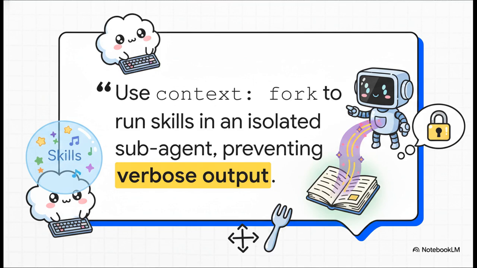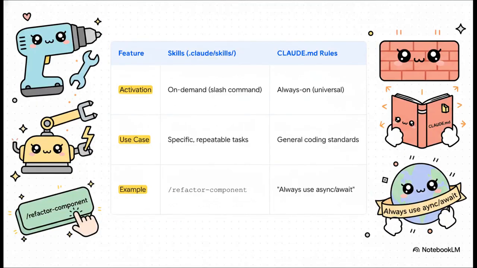So when do you make something a skill versus just a regular rule? It's pretty straightforward. The rules in your main CLAUDE.md file are the always-on universal principles. But skills, those are your on-demand power tools that you call up with a slash command. So your always use async/await rule, that's a guideline that's always in the background. But something like /refactor component, that's a specialized tool you only pull out for a specific job. You definitely wouldn't want that running all the time.